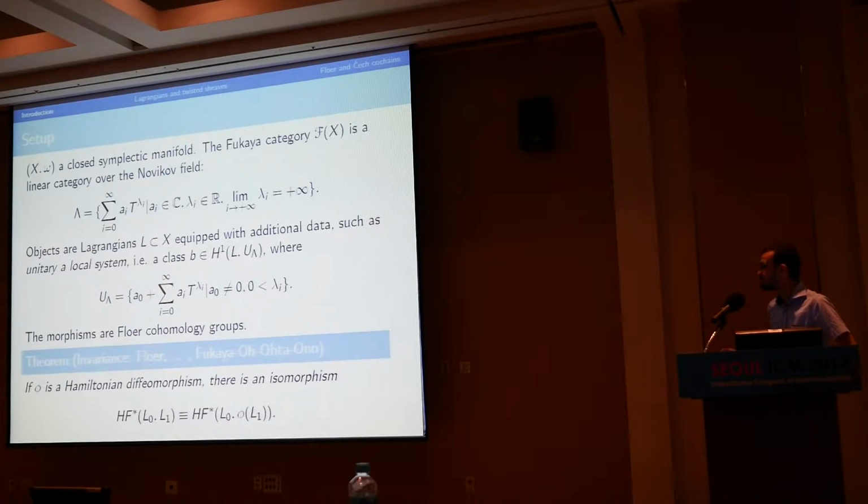So this is due to Floer, and it says the following thing. If you take a symplectic transformation that is Hamiltonian, so Hamiltonian means the following. If you take a circle in your symplectic manifold, and you move it by this Hamiltonian flow, then you obtain, by sweeping, a cylinder.